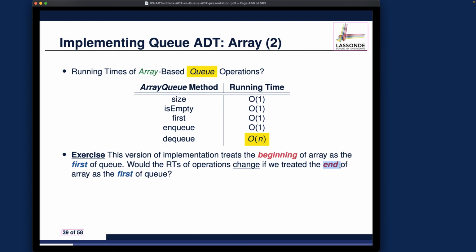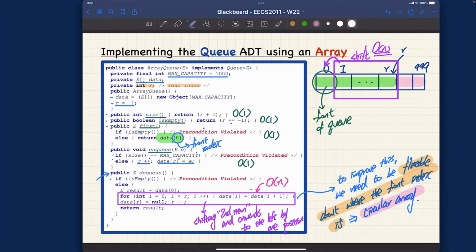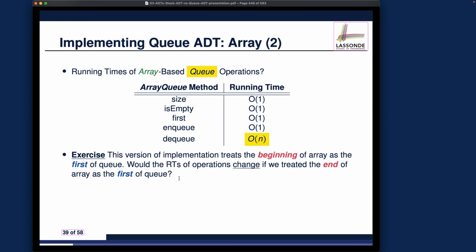Or you can use another index, but my point is, rather than treating this element over here as the first of the queue, is it possible to manipulate the array in a way so that this element over here, the last elements that's being filled out over here, is the first of the queue? Would it help on the performance? That's something I want you to think about as an exercise, right? If you want to have discussion with me, I'm more than happy to engage.